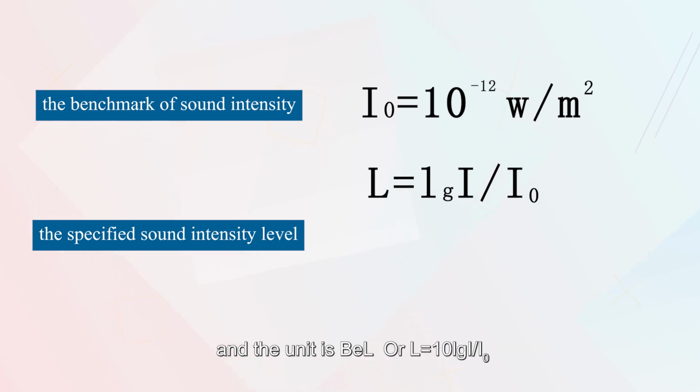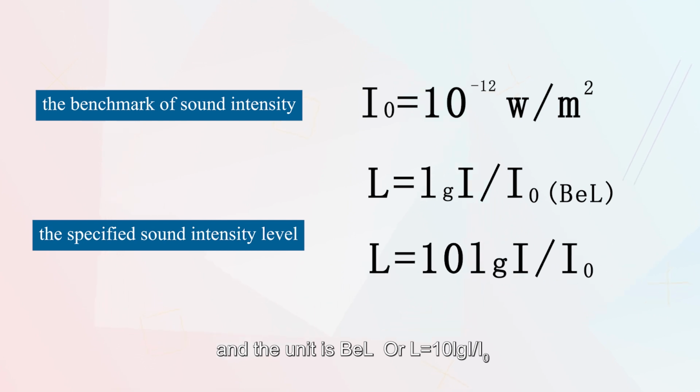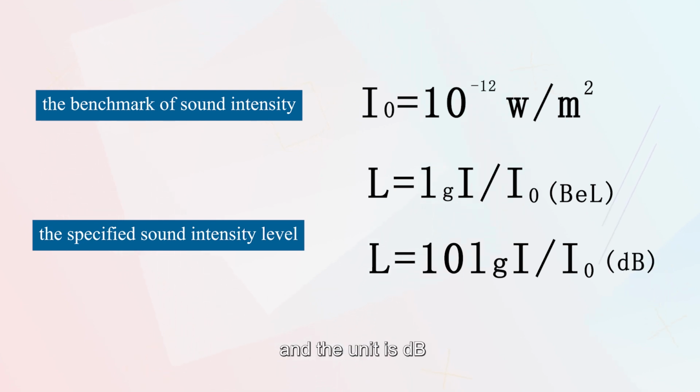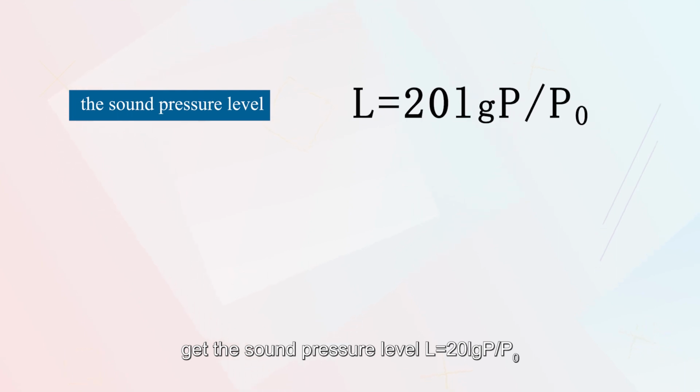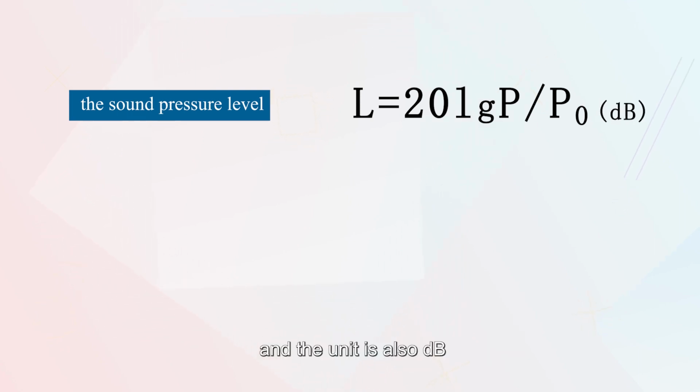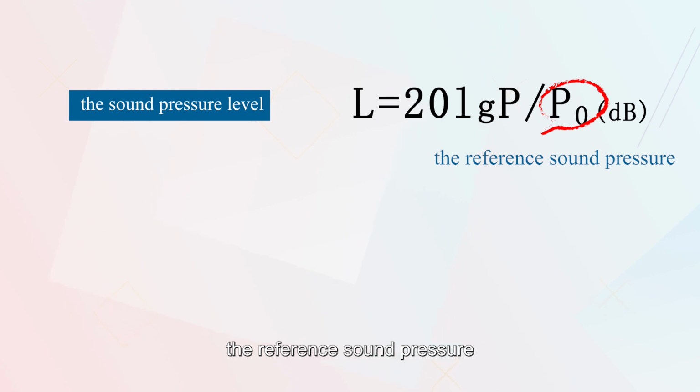and the unit is bel, or L = 10 lg I/I0, and the unit is decibel. Simple derivation can get the sound pressure level. L = 20 lg P/P0, and the unit is also decibel. Here P0 is called the reference sound pressure.